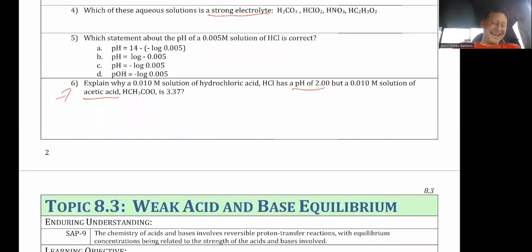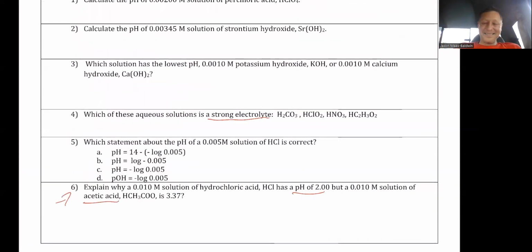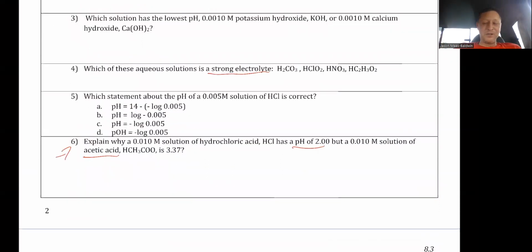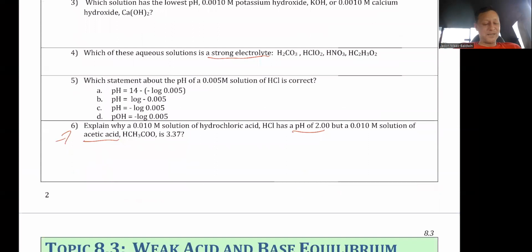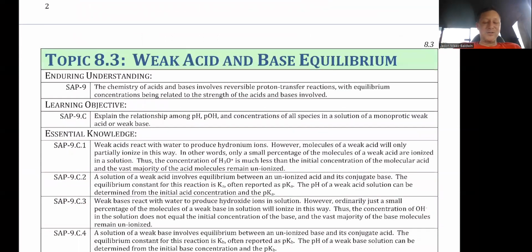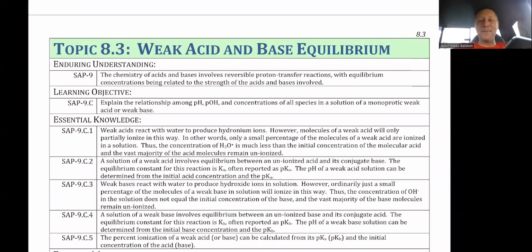So let's go ahead, and if you haven't already paused, pause and just complete these 6 problems to make sure you are proficient with this type of problem. And now let's get to weak acid and base equilibrium.